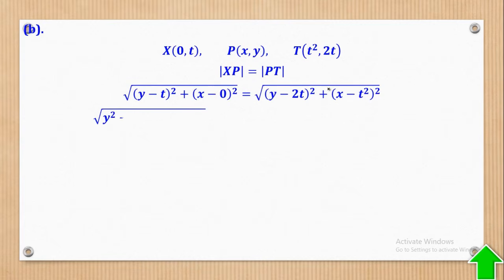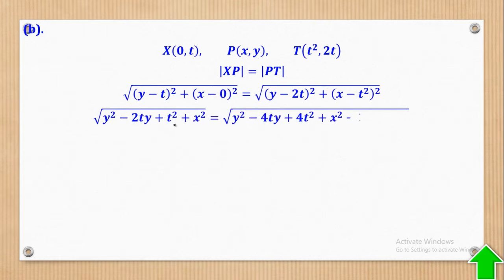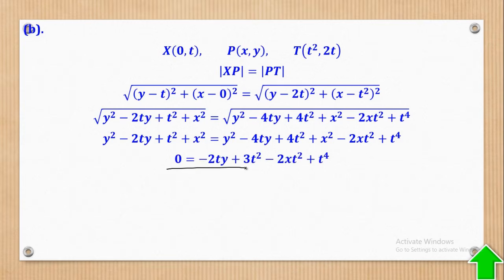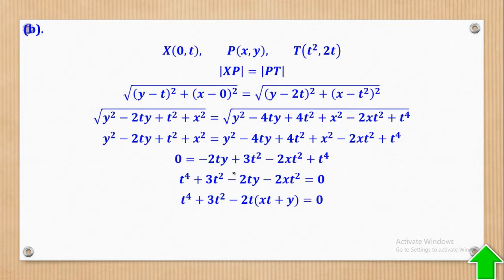So what I'm going to do, I'm going to expand. This gives you that, and this is that, this is that, and this is this. Then square both sides to come up with that. Collect like terms to come up with that. Then rearrange in the required format to come up with that.